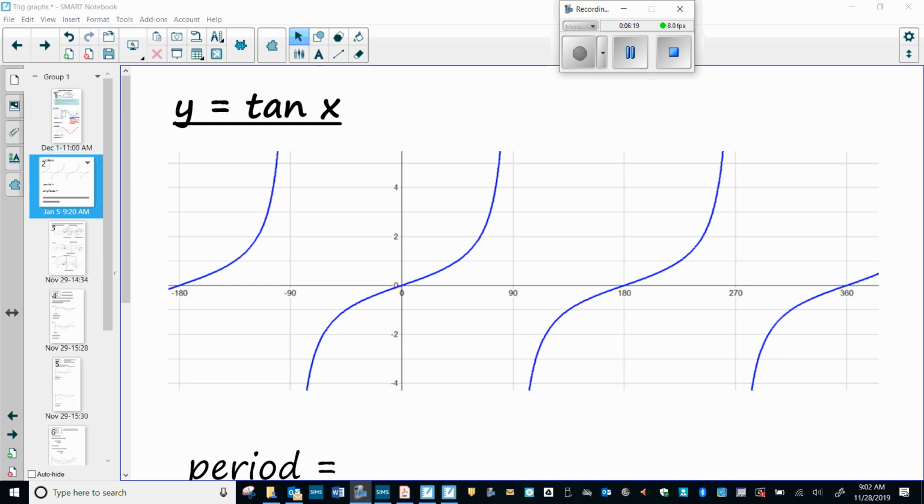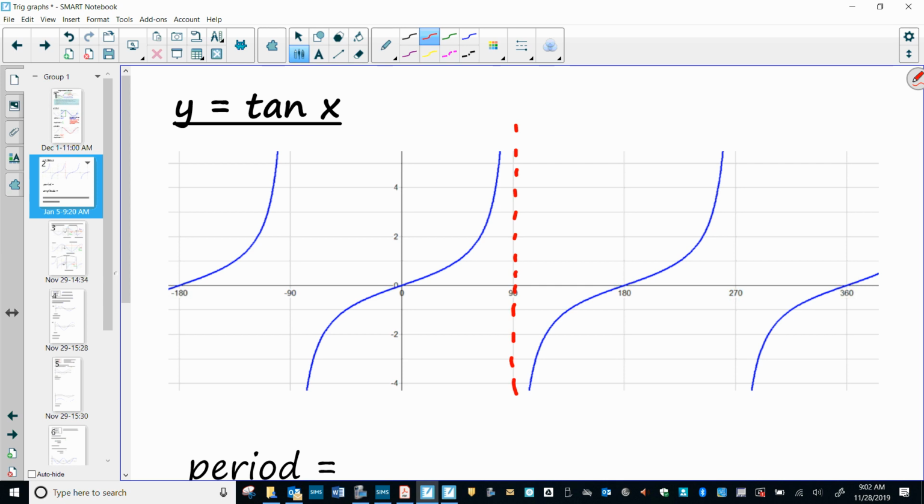There are gaps here. What did we say it was called when we have gaps in graphs? Asymptotes. Nice. We have asymptotes at 90 degrees, at 270, at negative 90, and so on and so forth. Because these graphs keep repeating, these features also keep repeating. So these are asymptotes.